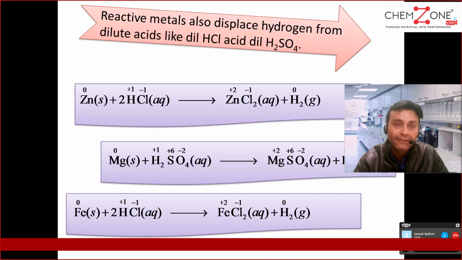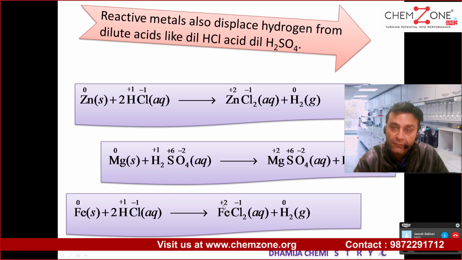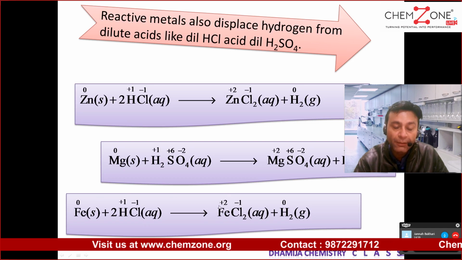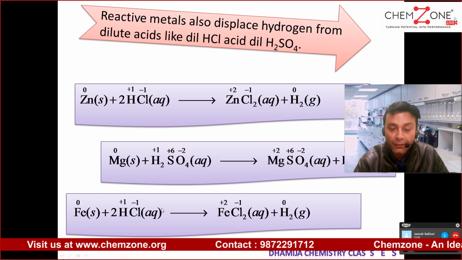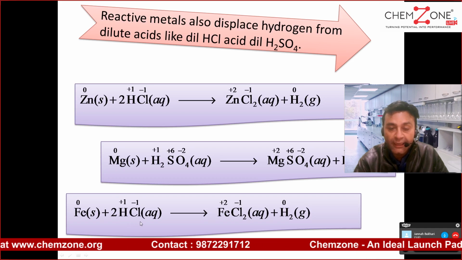So the oxidation, it's exchanging the electrons, right? My question is very simple here. What is happening with iron? Whether it is undergoing oxidation or reduction? Oxidation, because it's losing electrons. So it is happening in the presence of HCl. So can I say that HCl is an oxidizing agent?